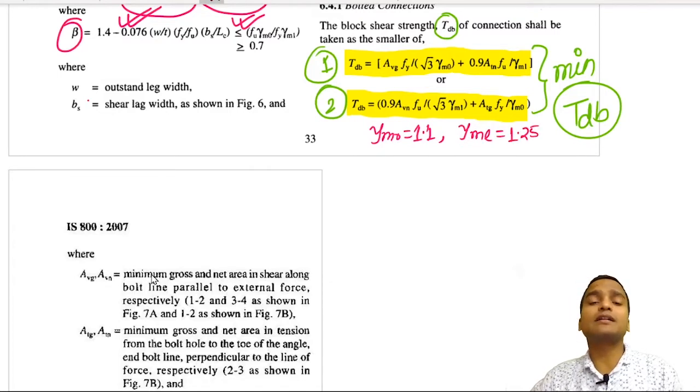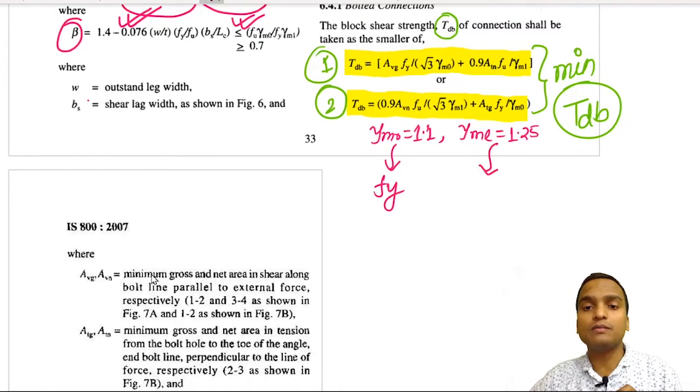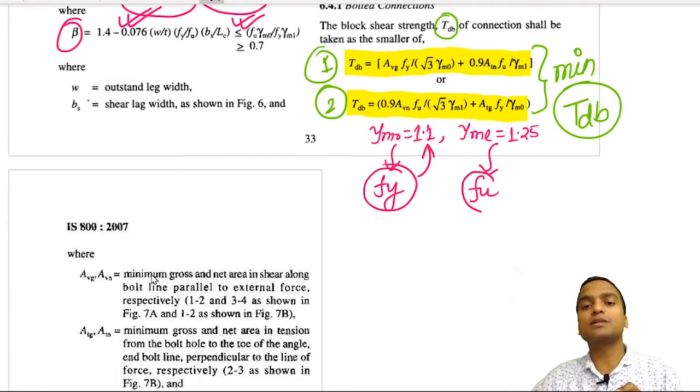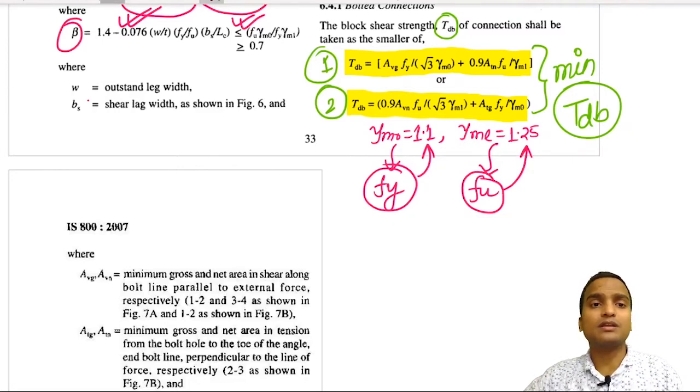If you look at any formula in the steel course, gamma mo is always associated with Fy, isn't it? And gamma ml is always associated with Fu. So yield stress is associated with partial safety factor 1.1, and ultimate stress is associated with the higher partial safety factor 1.25. This is a very simple clue that you can remember for the different partial safety factor values.